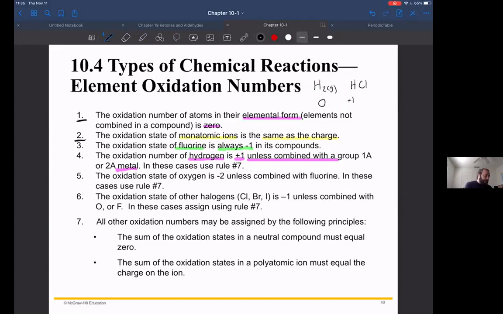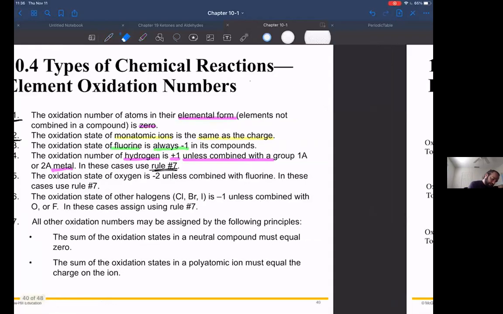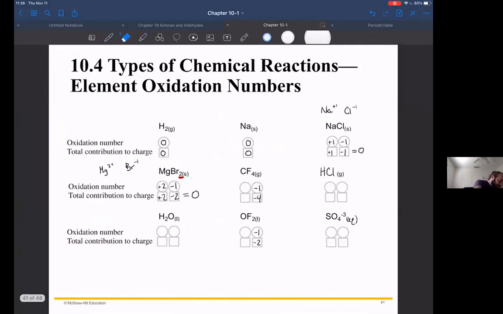However, if it's in a compound with a metal, an example of that would be NaH, its oxidation number isn't going to be +1. We're going to have to use rule 7 to figure it out. So let's wait until we get to rule 7, and then we'll work on doing something like sodium hydride. So actually, let's put that as an example here, and we can come back to it.